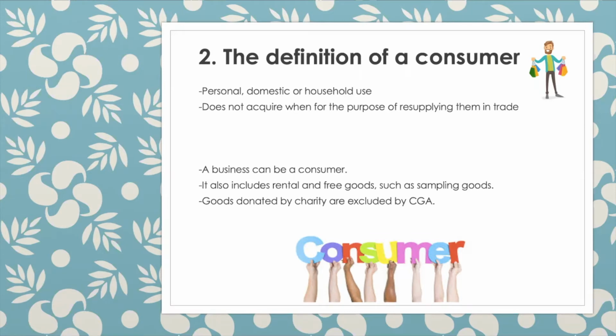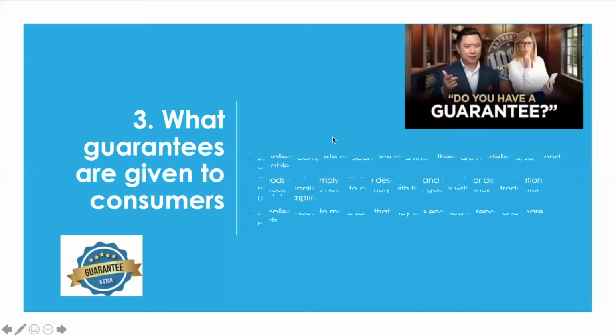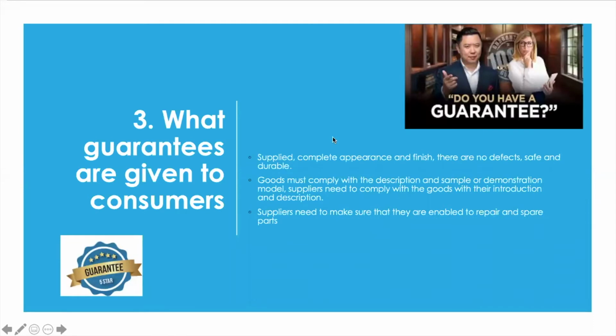A business can be a consumer. It also includes rental and free goods, such as sampling goods. However, goods donated by charity are excluded by CGA. Refer to Section 7. Suppliers need to provide an acceptable quality, which means no defects, safe, and durable.